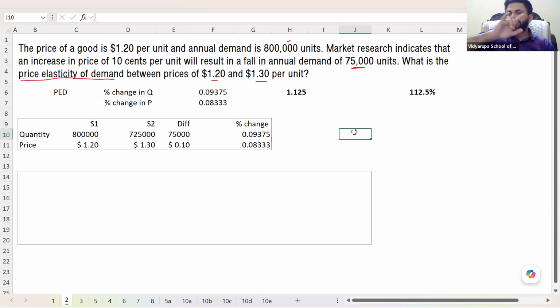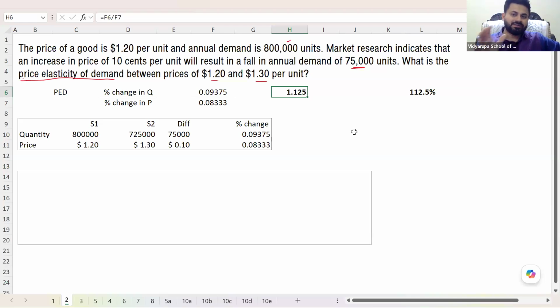Again, keep it simple. Identify the change in quantity, and divide the change in quantity by the original quantity, the current quantity. You'll get the percentage change in quantity. Similarly, identify the change in price, the difference in price divided by the current price. You'll get the percentage change in price. Then divide those two percentages. We'll get it. Are we good?